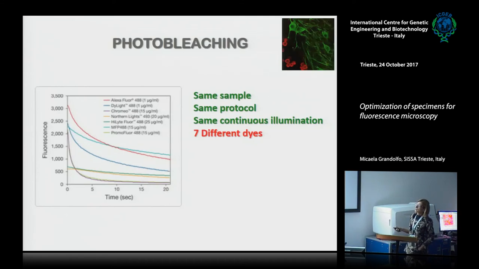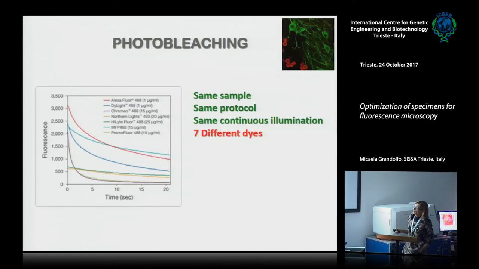What I would like to show you is this diagram. It is really difficult to find information that compares the characteristics of the different fluorophores from the different companies. In this case, the same sample underwent the same protocol with the same continuous illumination, and you can compare seven different dyes. As you can see, all of these dyes are green emitting dyes. You can use the same filter cube for every one of these dyes. You can use the same laser, so you can use the same, let's say, setup. But as you can see, the photoresistance is really, really different.